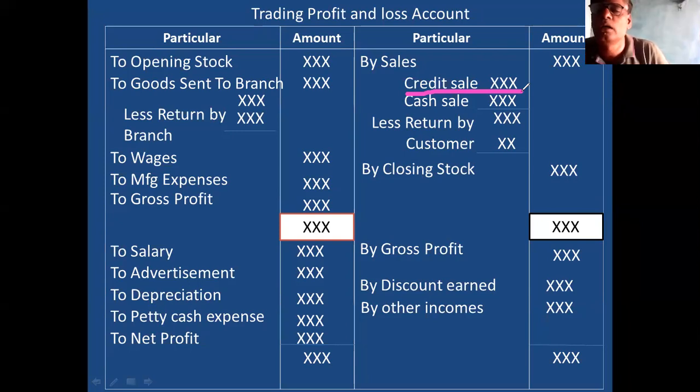There is no need of debtors account. If credit sale is not given in the problem, you have to prepare debtors account. Any doubt?